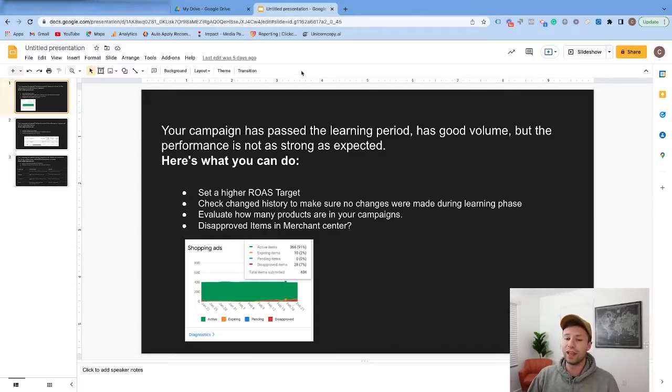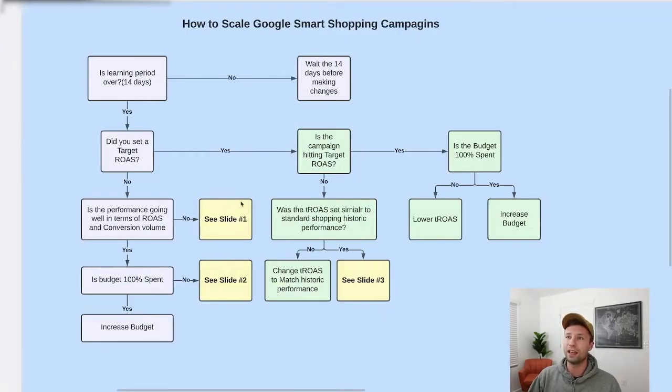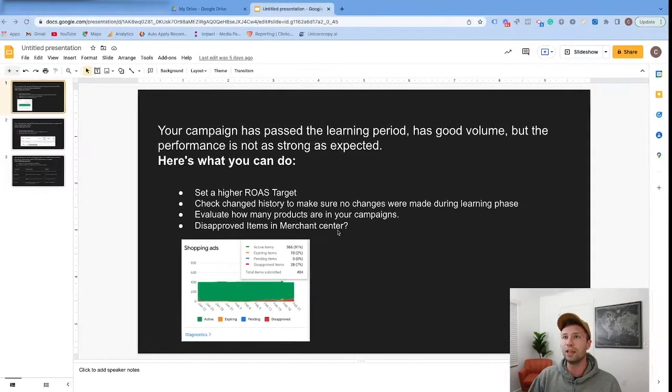So that is scenario 1. That's this scenario over here, if that's slide 1. Now we're going to move on to slide 2, and this is what slide 2 looks like.